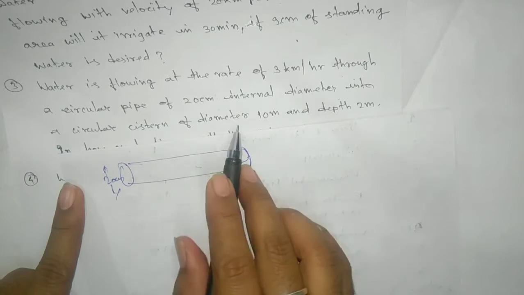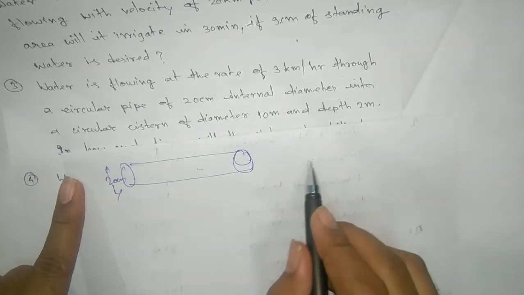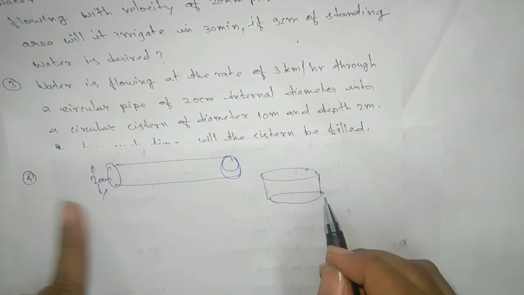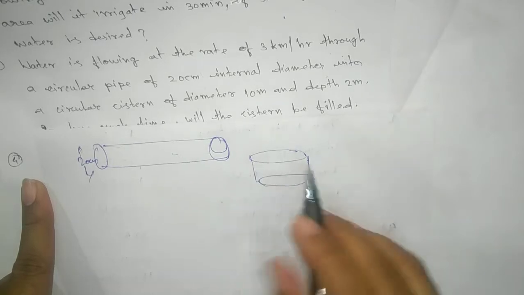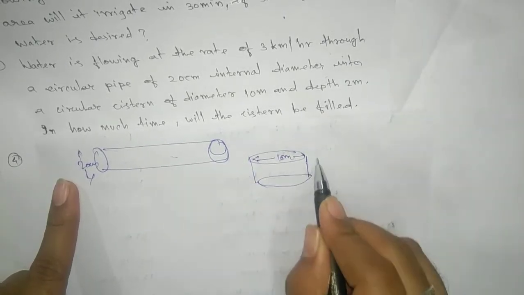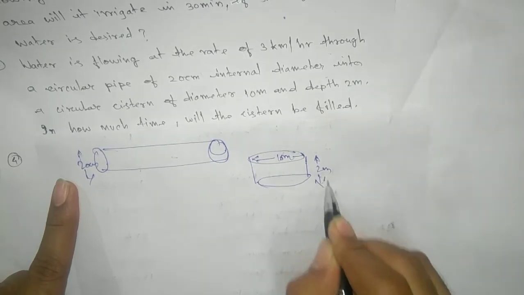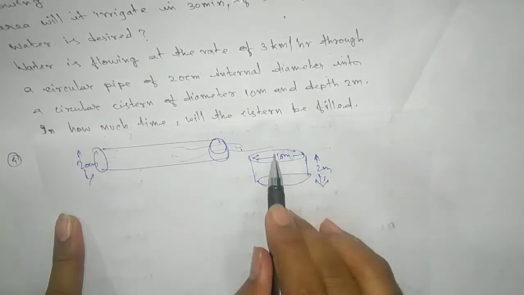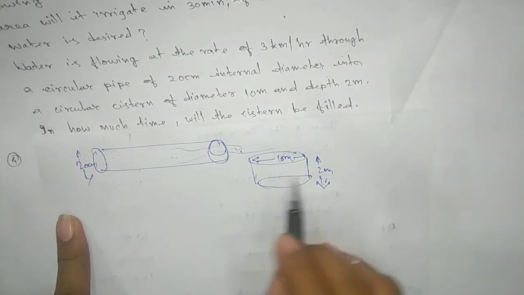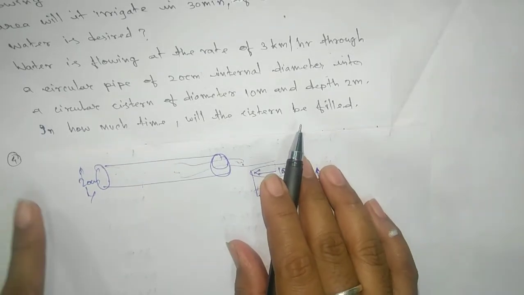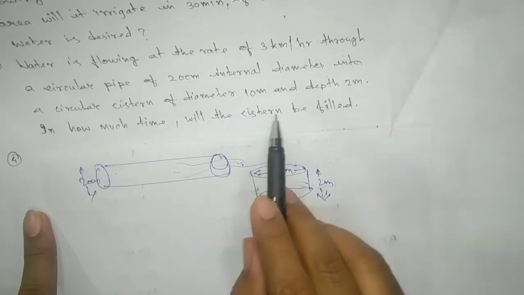The circular cistern will be there, that means you can take it as a tank. The tank is circular, that means it is in a cylindrical shape. So your diameter is 10 meter and the depth is 2 meter. That means whatever water flows in 1 hour must be equal to the volume of water flow in 1 hour. But here the question asked is, in how much time will the cistern be filled?